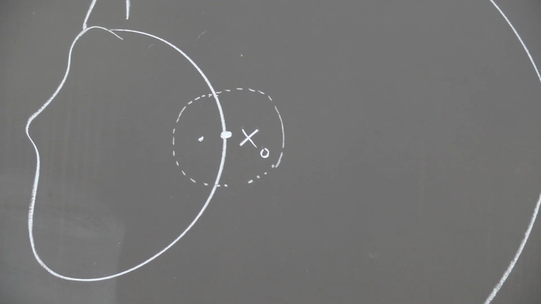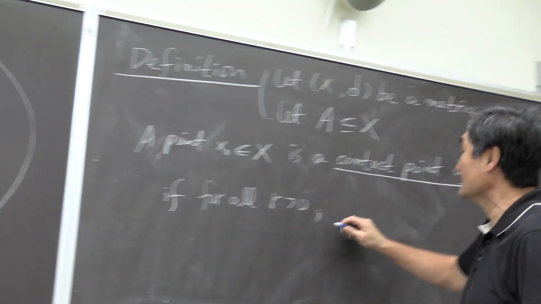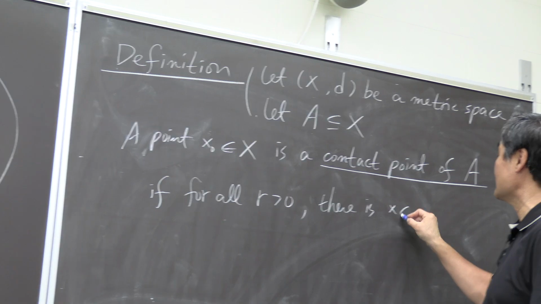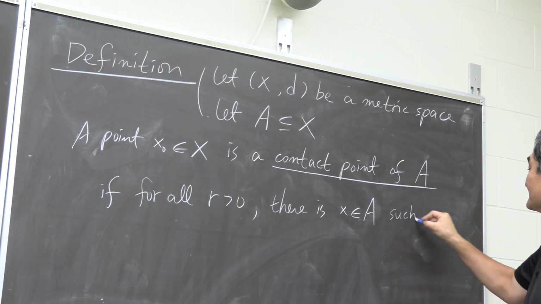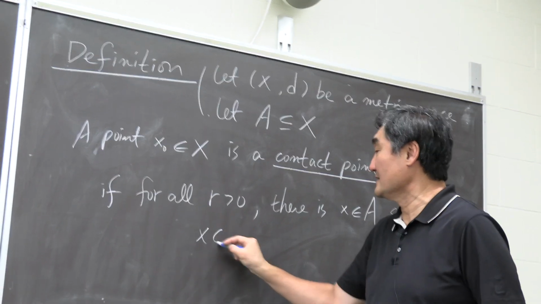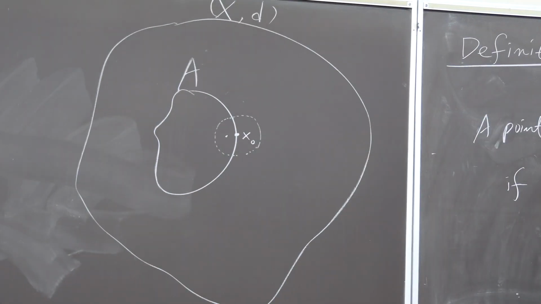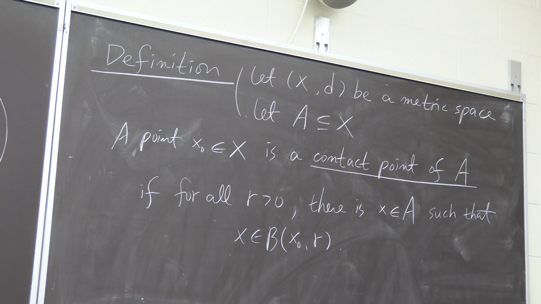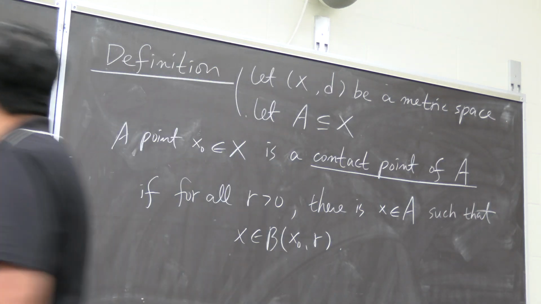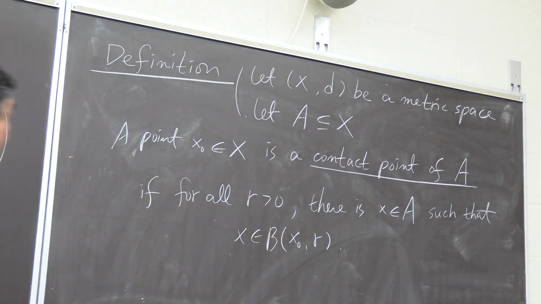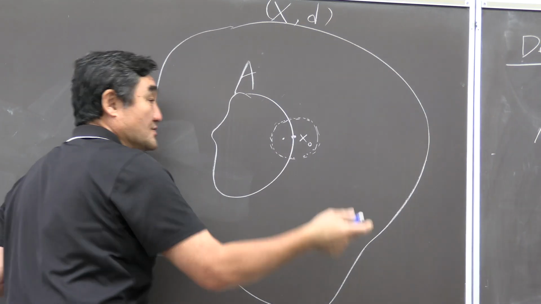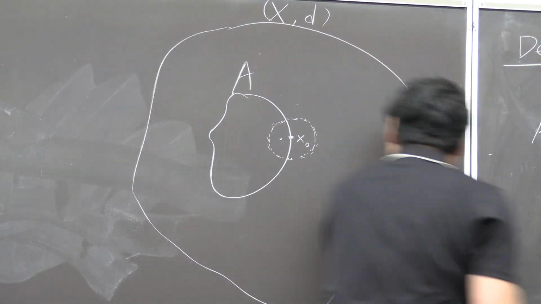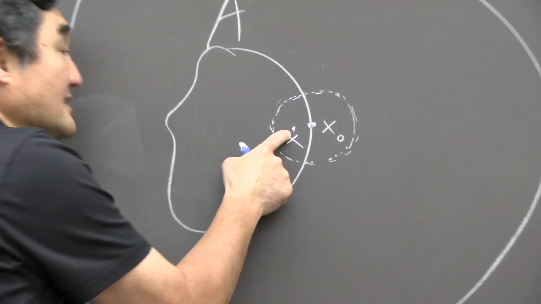If for all positive numbers R, there is some element X in the subset A such that the point X is in that open ball around X naught with radius R. That's the formal definition of a contact point, which is very close to the accumulation point on the real number line we have studied in real analysis. No matter what R open neighborhood around X naught we choose, that open neighborhood must contain some element X in the subset A.